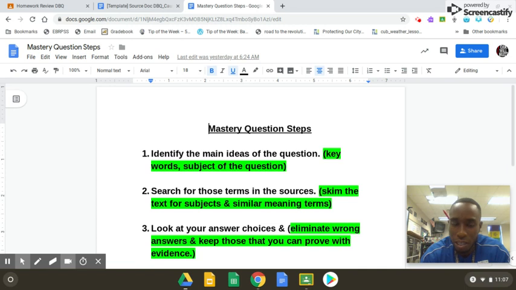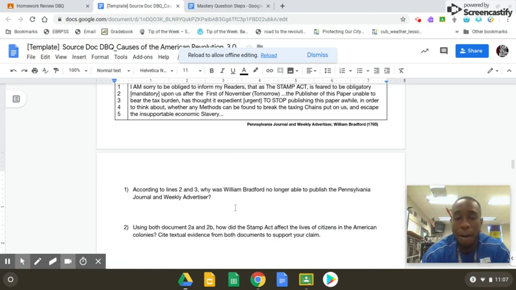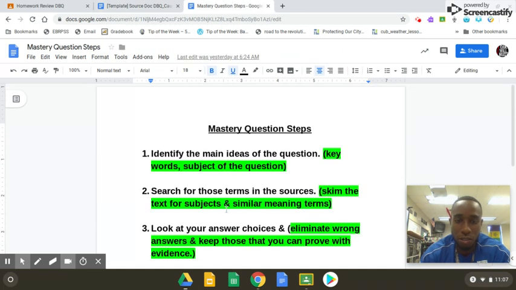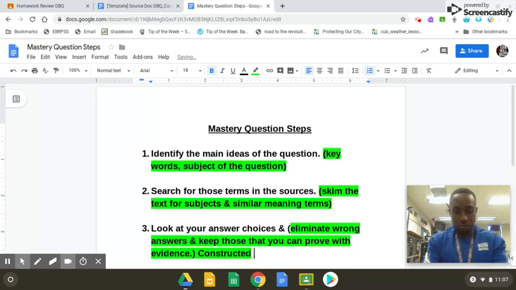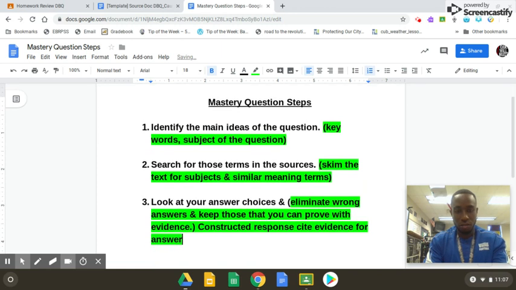So that is specifically in the case of multiple choice questions. But in that third one, when you have an open constructed response like this, where it's written, you just list your answer, citing evidence. All right, I need to add that to it. I'm going to add that to the mastery step questions. Eliminate wrong answers, constructed response. So I'll put constructed response. Cite evidence for answer. All right, we'll just do that for that one.